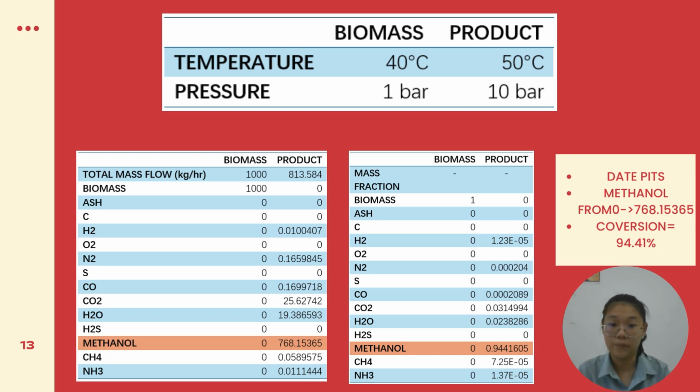813.584 kg per hour. Since the product we want is methanol, the methanol has the mass flow of 768.15365 kg per hour, where the mass fraction of the methanol is 0.9441605, which is a conversion of 94.41%, which is high.